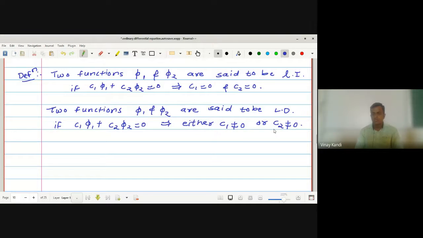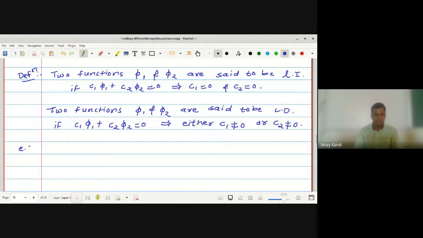It means that one function is the scalar multiple of other. Okay, phi1 is equal to C into phi2. याचा अर्थ काय? एक हा फंक्शन phi1 हा स्केलर मल्टिपल ऑफ phi2. ओके, त्याचा दुसरा अर्थ काय? वन फंक्शन इज स्केलर मल्टिपल ऑफ अदर. ओके, काल आपण एक्झाम्पल पाहिलं होतं.